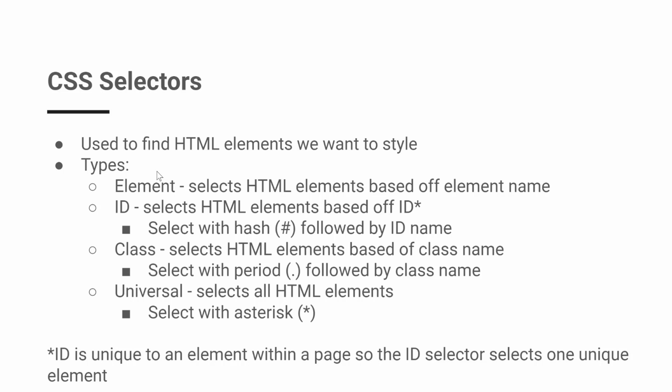To select this in CSS, it's denoted by a hash followed by the ID name, and then class, we're able to select HTML elements based off a class name. This is selected with a period followed by the class name. And then lastly, we have the universal selector, which selects all elements in the document denoted by an asterisk. One thing to note about ID is it should be used very sparingly, because it should be unique to an element within a page, so the ID selector selects one unique element and not multiple elements.